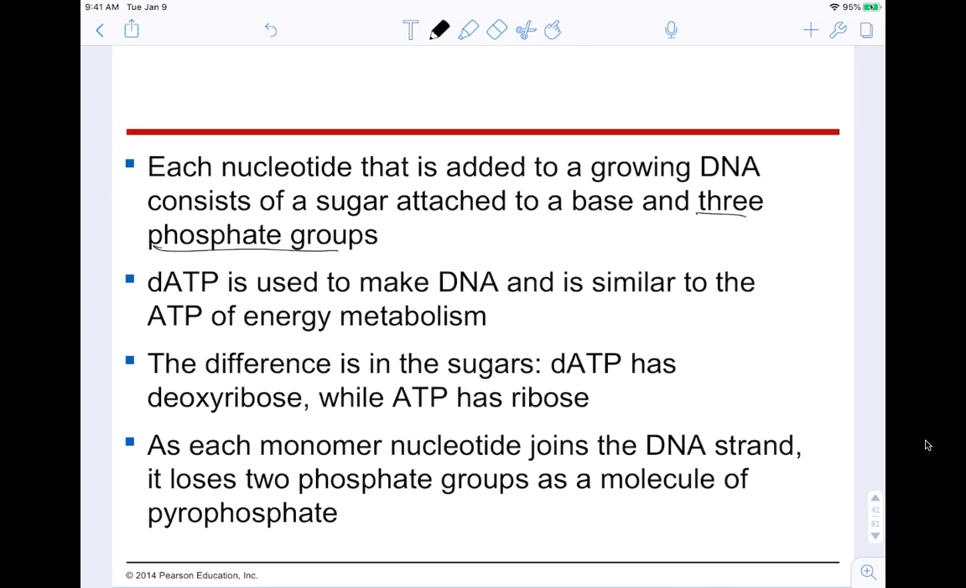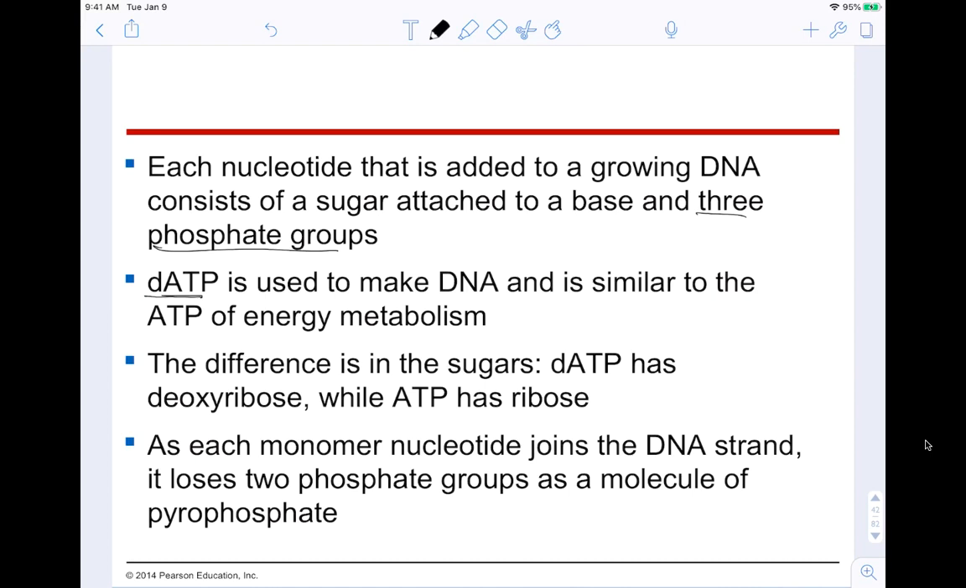It is similar to the ATP of the energy metabolism. Like, you know, the mitochondria makes ATP. It's the powerhouse of the cell. If you know anything about biology, you know that. Okay, the difference is in the sugars: dATP has deoxyribose while ATP has ribose. So it's called dATP because it contains deoxyribose that's going to help to make our DNA.